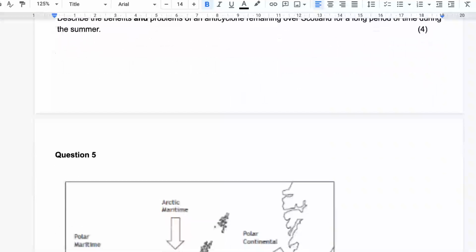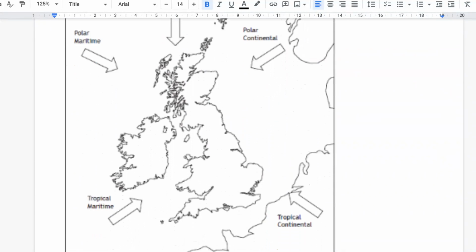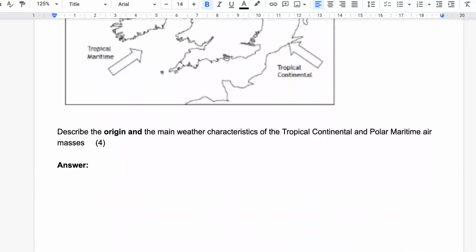Okay, let's move on to the final exam question. We have a weather map showing you 5 air masses. And the question quite specifically says, describe the origin and the main weather characteristics of, and it's 2 of them, tropical continental and polar maritime.